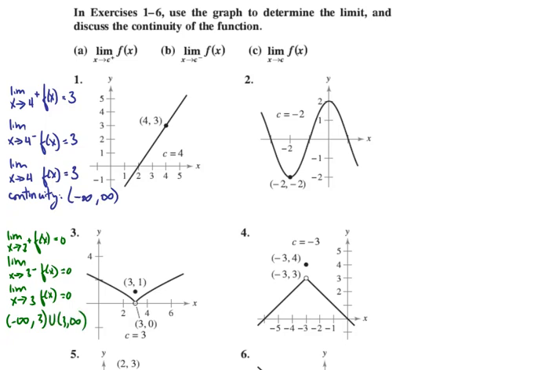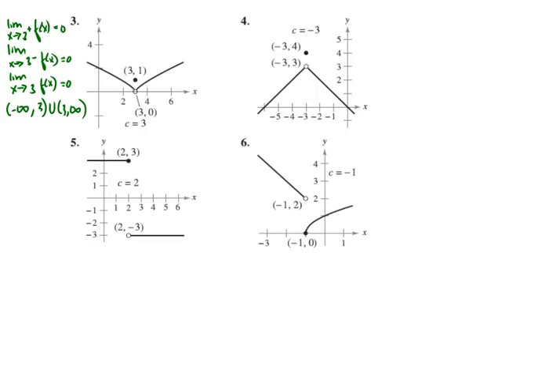So I'll scroll down and we'll look at number 5. With problem number 5, our c value is 2, and so we want the limit as x approaches 2 from the right of f of x, so that would be negative 3. Then we want the limit as x approaches 2 from the left of f of x. This time that would be positive 3. And since the two one-sided limits disagree, the two-sided limit does not exist.